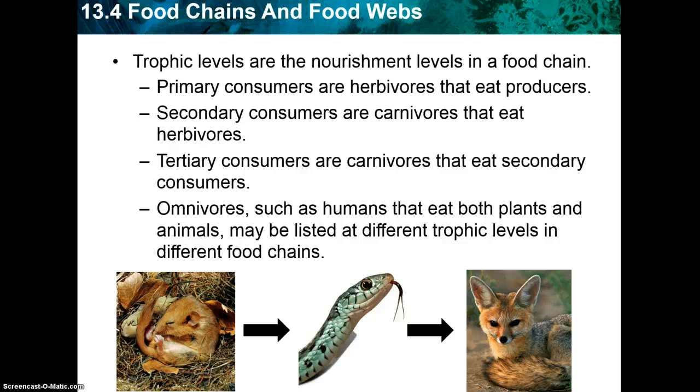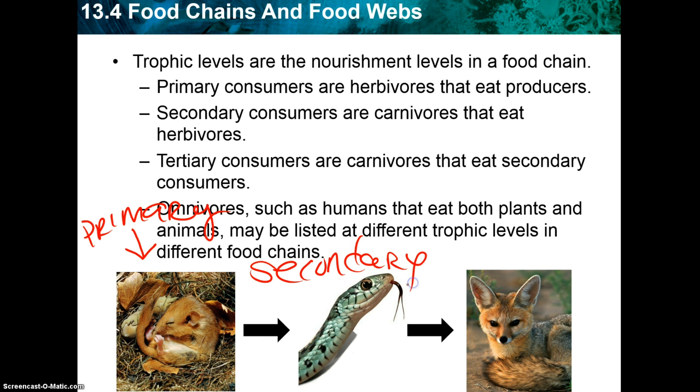So, in this little picture at the bottom, that gerbil is a primary consumer because he's going to eat grains and grass, the producers. The snake is a secondary consumer, and then the fox is a tertiary consumer.